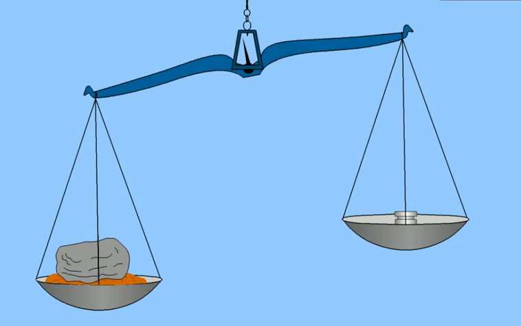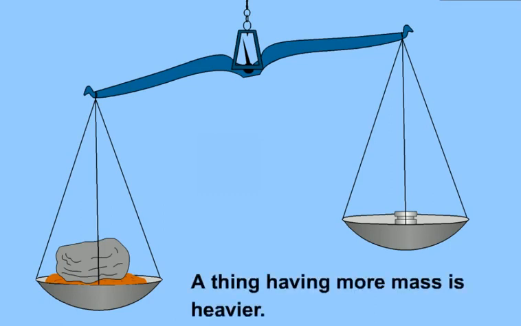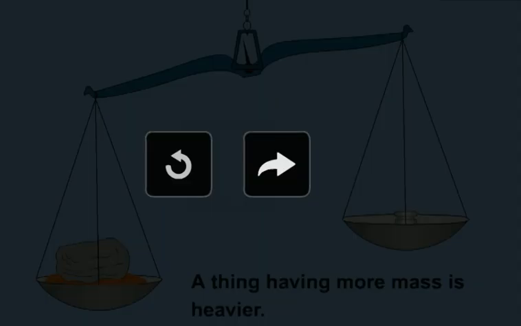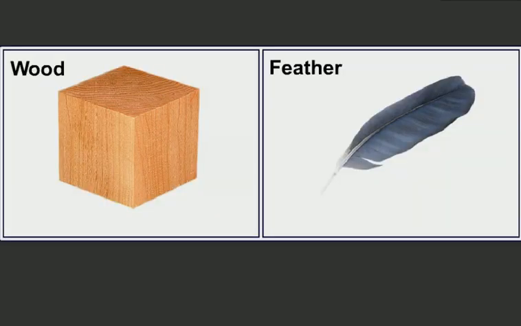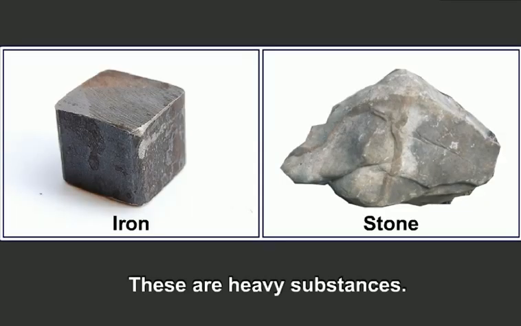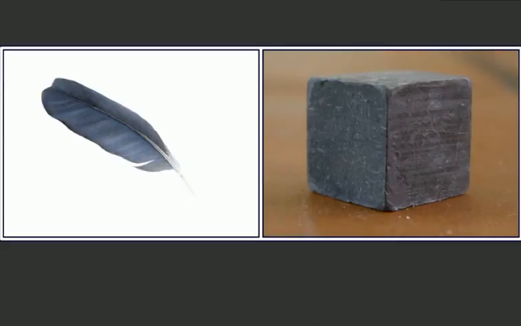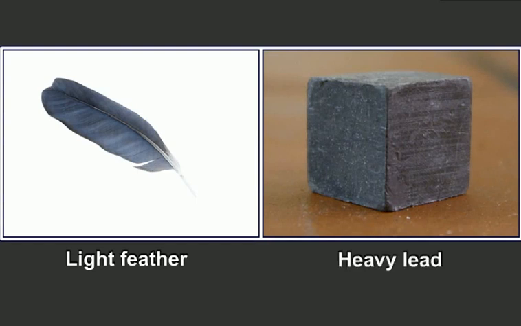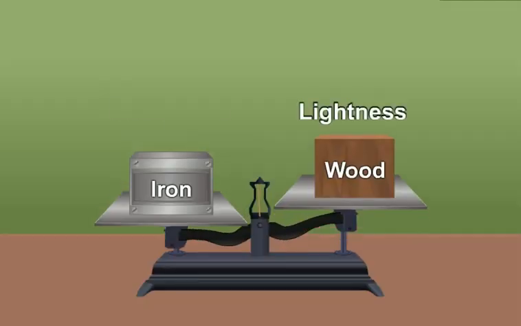Students, all the things have mass. A thing having more mass is heavier. Students, some substances are said to be light, and some substances are said to be heavy. In our daily conversation, we often say as light as feather and as heavy as lead. Here, the lightness and heaviness of a substance are made considering equal volumes of different substances.